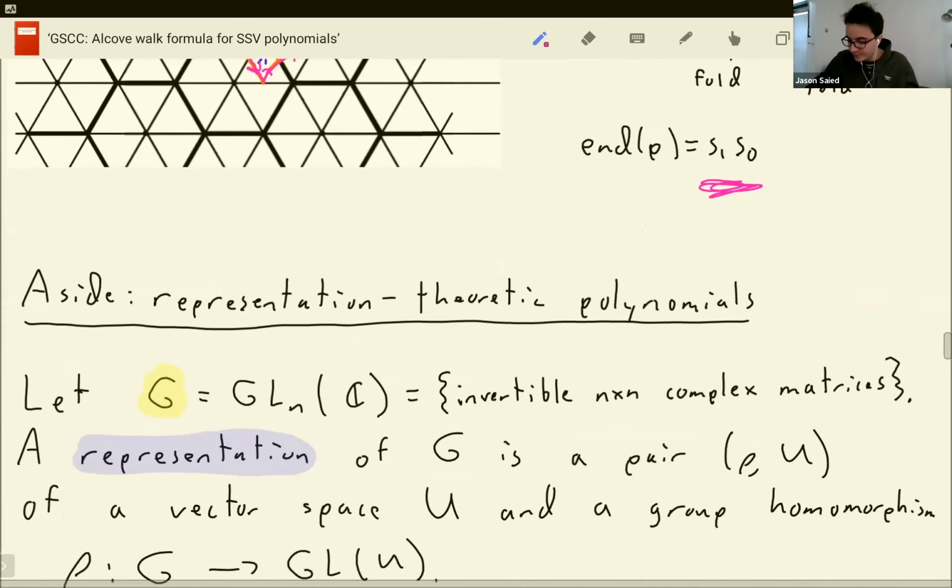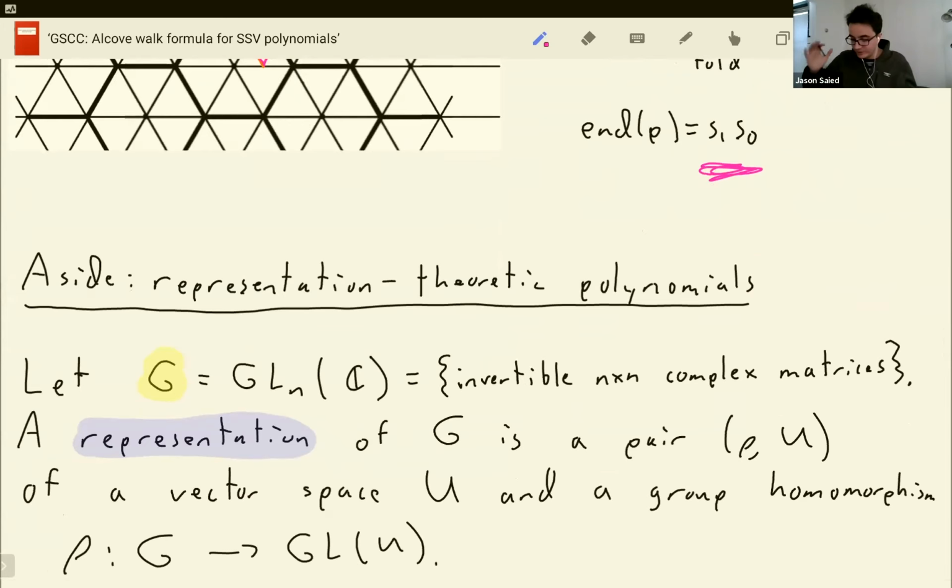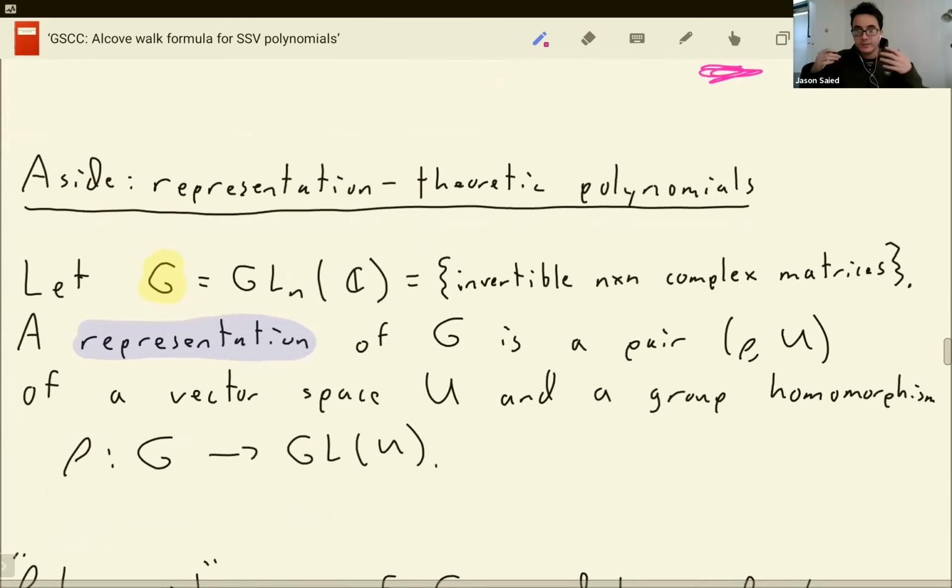And I want to remind you that a representation of a group is just a map from that group into the endomorphisms of some vector space. So rho sends G to GL of U. And really, I study representation theory and the combinatorics associated with that.